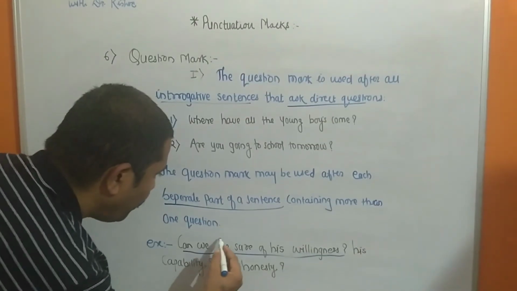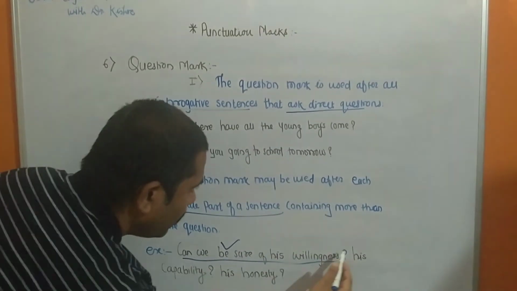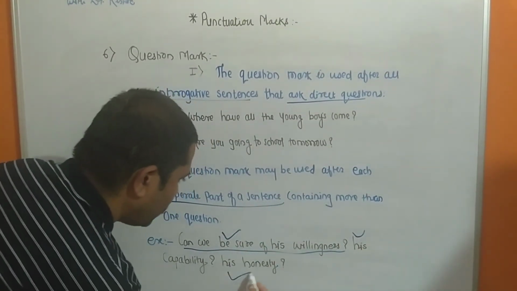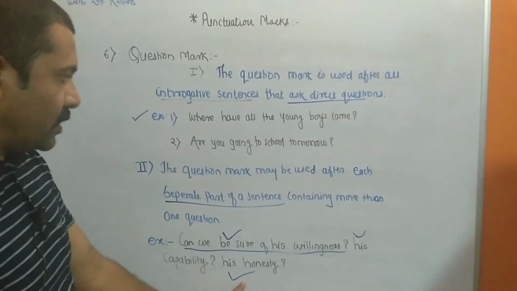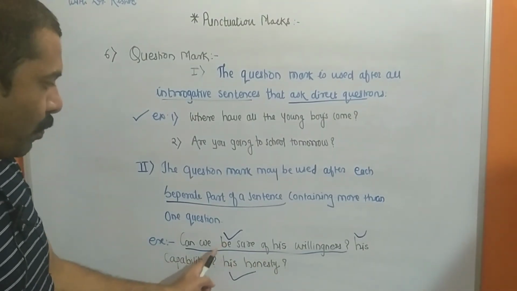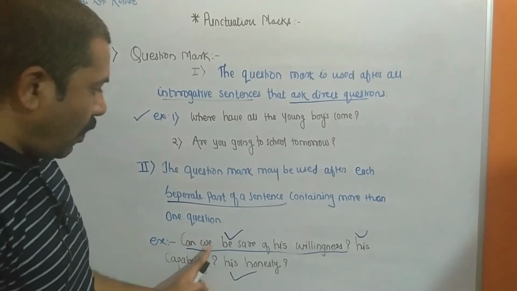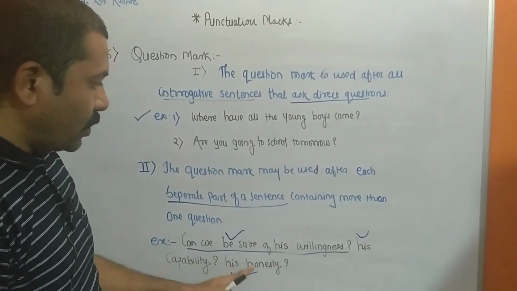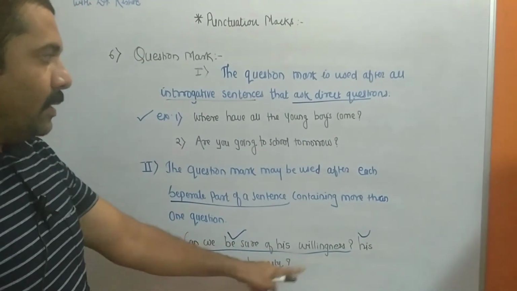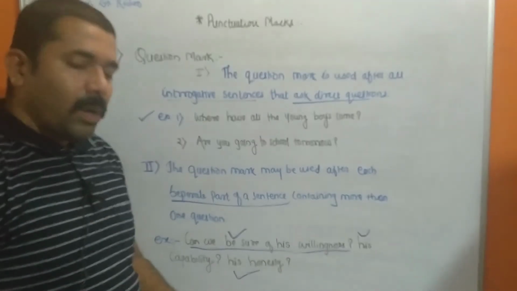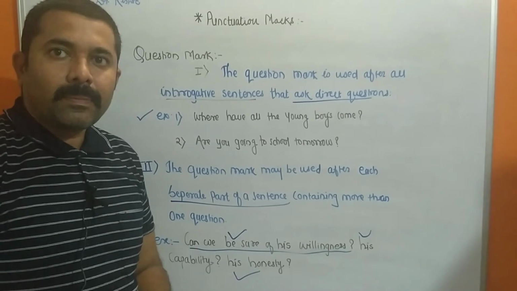So here are more than one question. Not only one question is there. There is one question, a second and a third question. That's why we use the question mark for each separate sentence or separate question. This is one of the uses of the question mark.